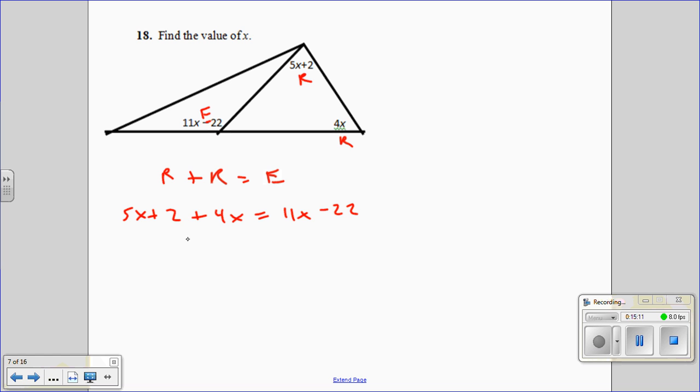Now combine our like terms. 4x and 5x together make 9x. Bring down my plus 2, my equals, my 11x, and my 22. Then I would subtract 9x from both sides, which would leave me with 2 equals 2x minus 22. Then add 22 to both sides, which leaves me with 24 equals 2x. Then I would divide by 2 on both sides, so I would have 12 equals x.